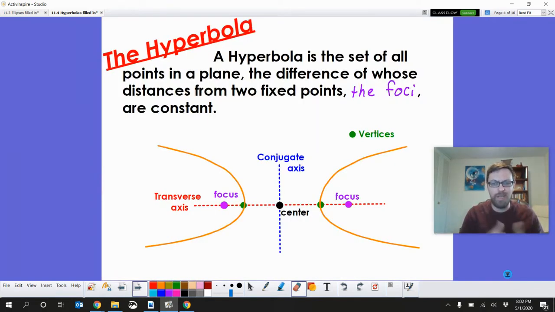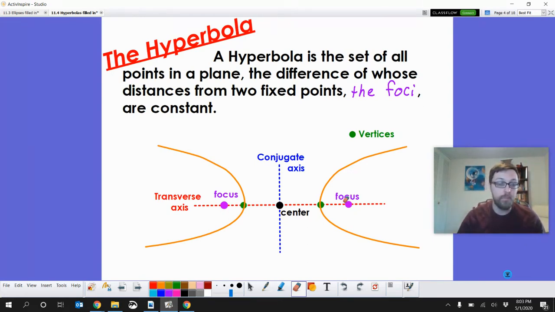Quick definition of a hyperbola. It's two opposing parabolas. The idea is that the difference of the distances from two fixed points, the foci, is constant. So if you do this minus that, it's the same. You subtract the distances instead of adding them together. That's why I like to think of it as the oval, and then it just kind of undoes itself. Oval undone.